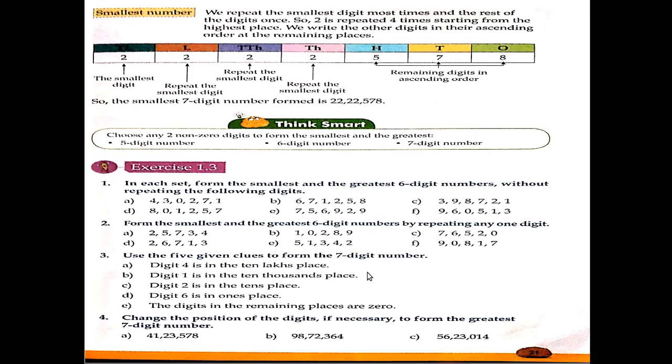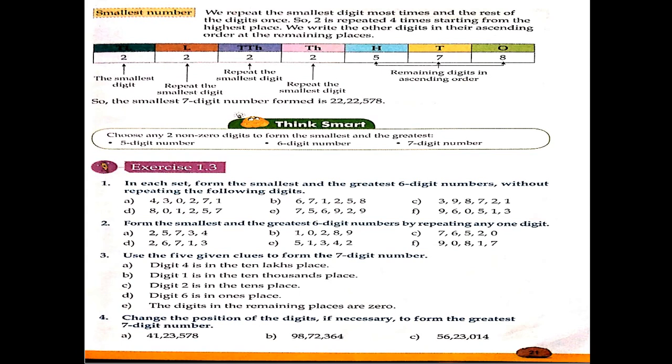Next, same thing as I have taught you. In the exercise, in each set we have to find the greatest and smallest 6-digit number without repetition. You have to form the digits, and here we have to form the smallest and the greatest 6-digit number with repetition of any one digit. You are given only one digit with repetition, okay, not all digits.